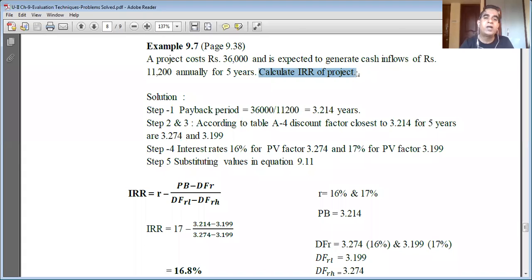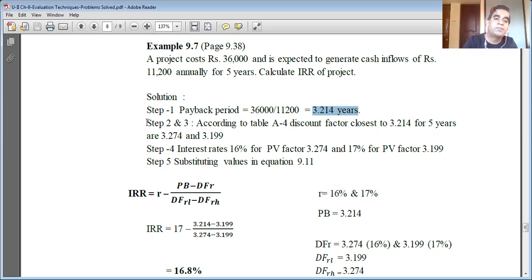Theoretically, I have explained the steps which are there in the PowerPoint. The same points I have copied and pasted here. Now we'll follow the same steps. Step 1, find out the payback period. How can we find out the payback period? Cost of the project, 36,000, divided by the annuity amount, 11,200. In how many years can you recover the initial investment? 3.214 years. I don't think there is any doubt here.